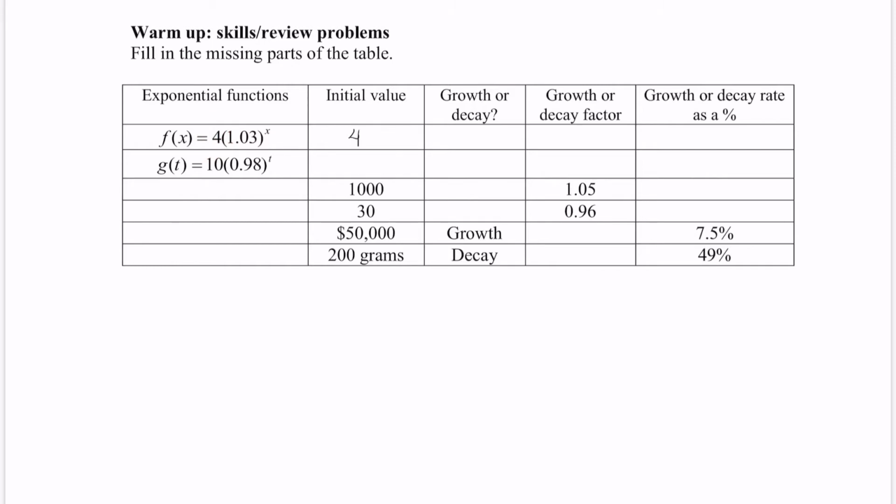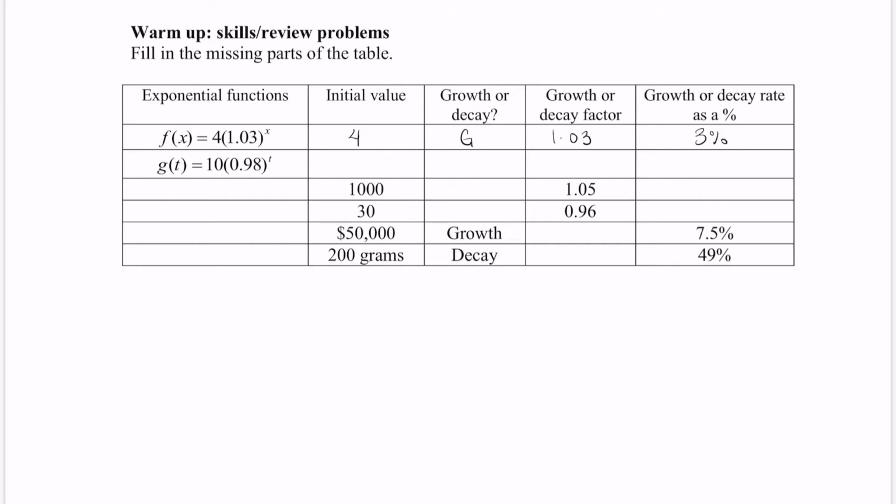Growth or decay. So remember, to figure out growth or decay, look inside the parentheses. If it's larger than 1, then we know it's growth. So I'm going to put a G here. Now, what is the growth or decay factor? That is 1.03. Now, the growth or decay rate is a percentage. We want to find the difference from 1. This is larger than 1, and the difference is 0.03, so the percentage is 3%.